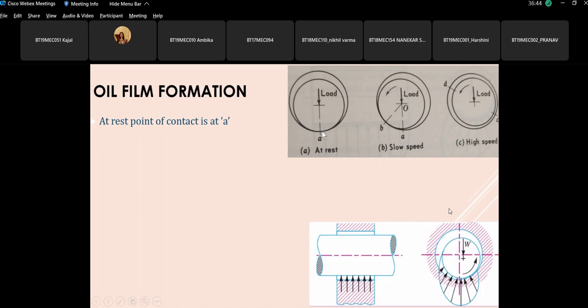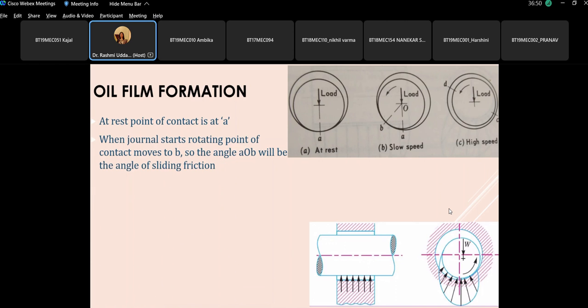So what we are trying to understand here is the point of contact is at A when it is at rest, and then the contact moves to B when it starts rotating, and here there is the angle of the sliding friction, which is given by AOB.